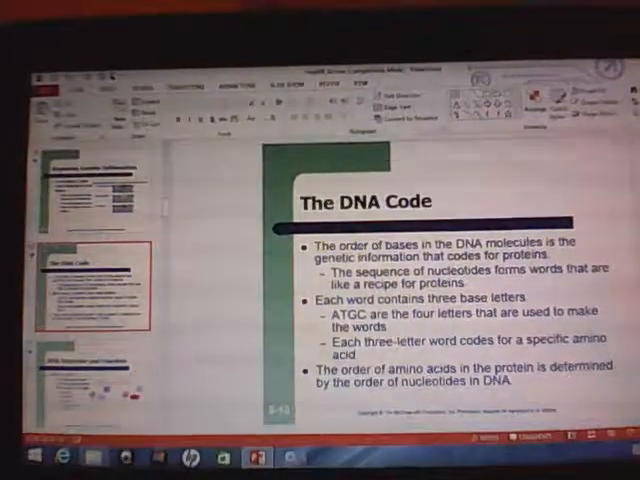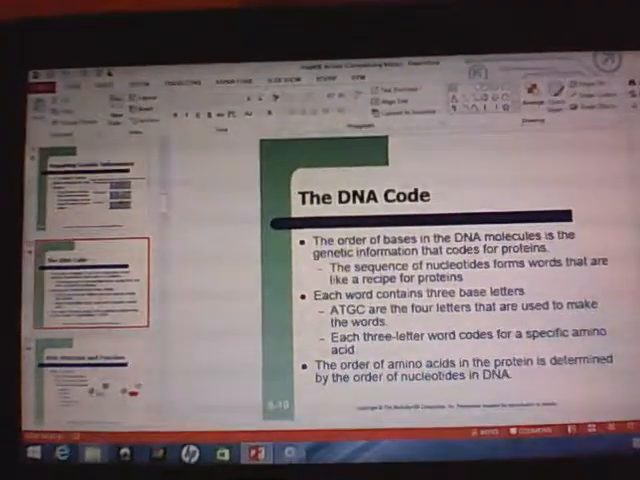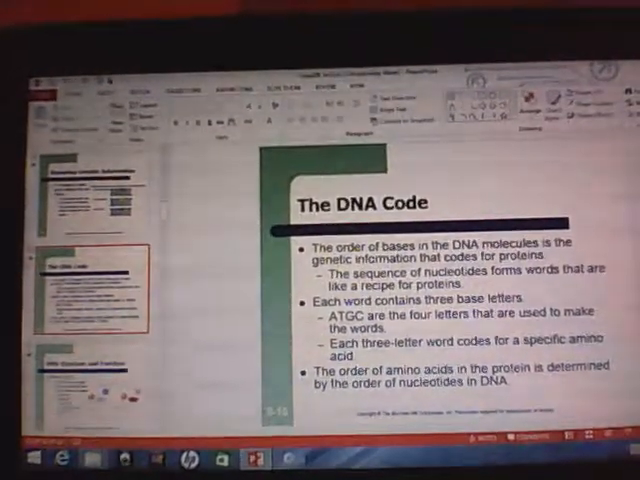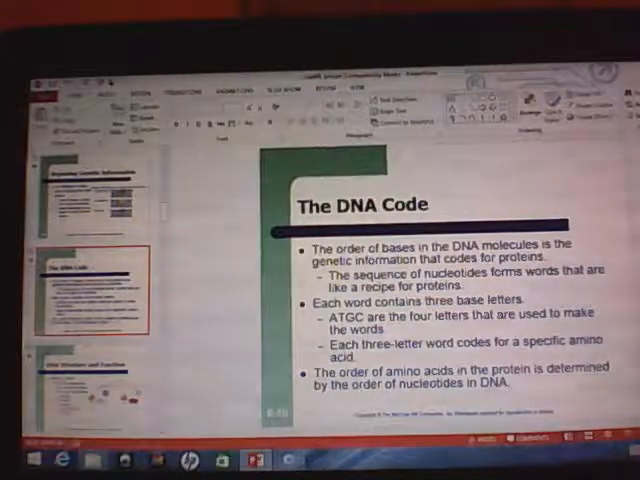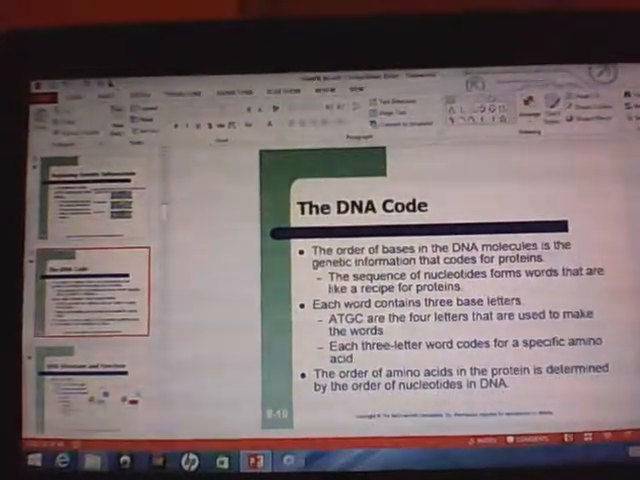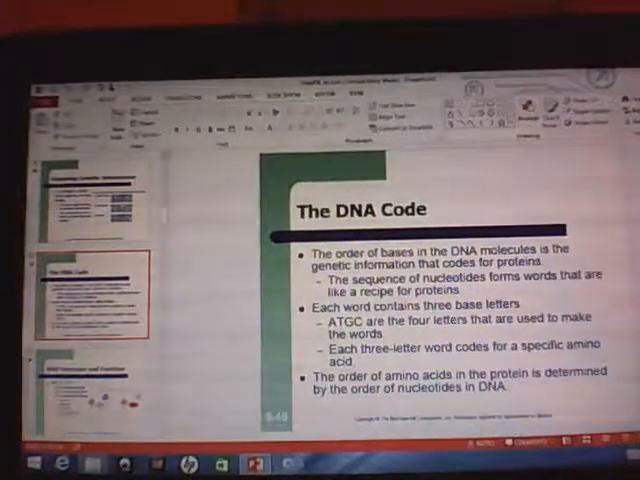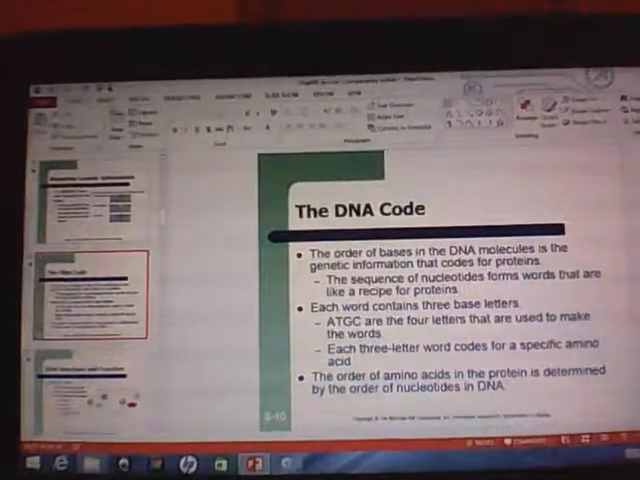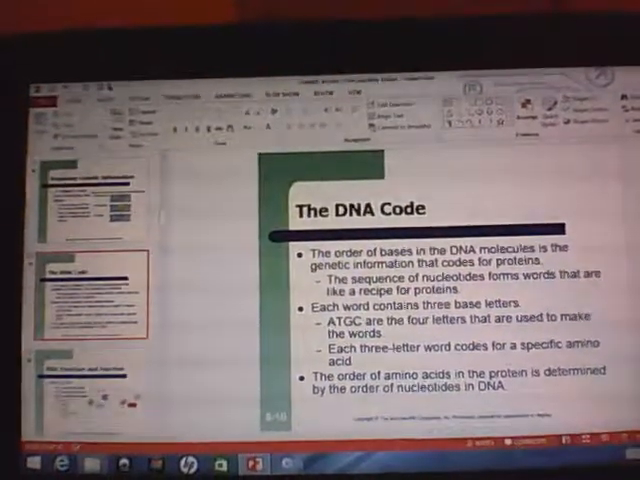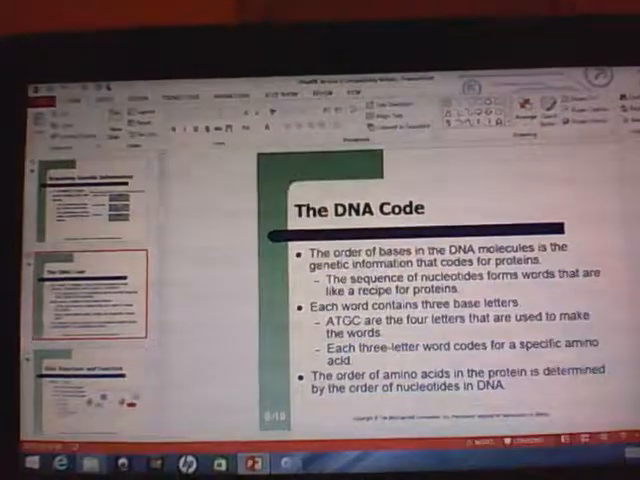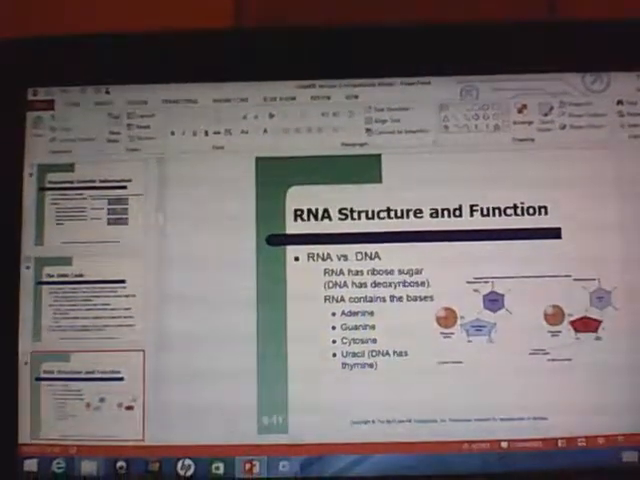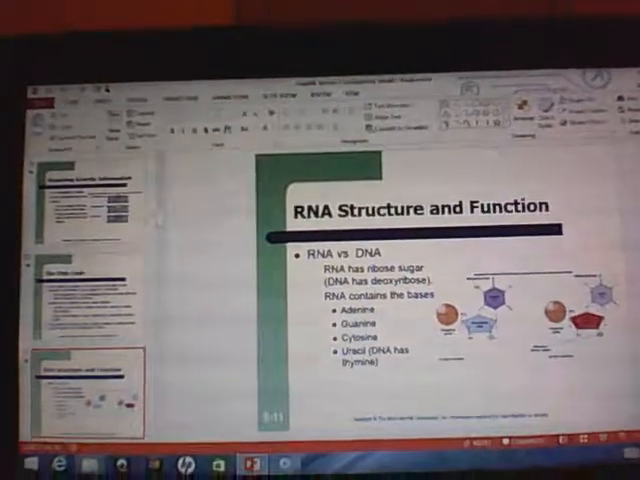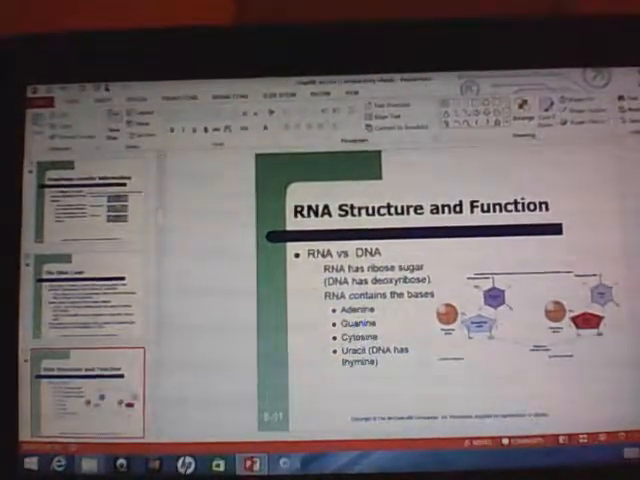So there is something called the DNA code, the sequence of nucleotides that form the proteins. You have the 4 letters A, T, G, C that are used to make the words, but each word is written or read in a 3-letter code. So the order of the amino acids is determined by the order of nucleotides in DNA. DNA gives us 3-letter codes that tell us what protein goes there. So when we talk about making protein, we have to talk about RNA. So we have DNA to make RNA, and then we have RNA to make proteins.